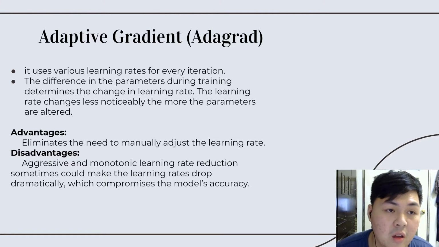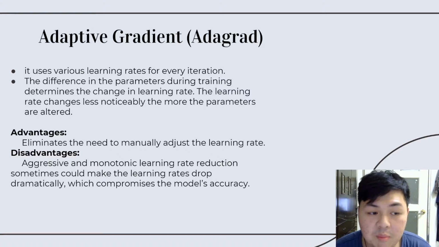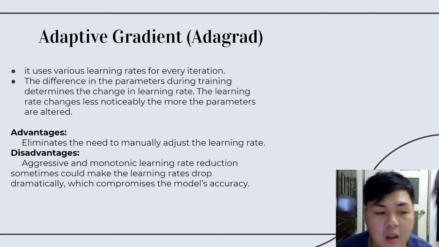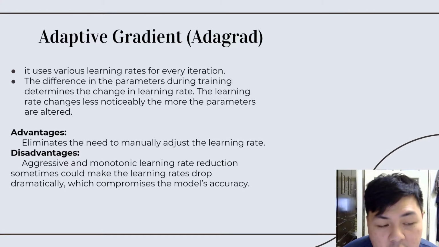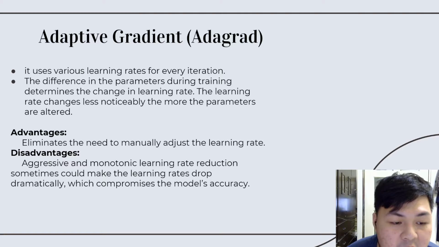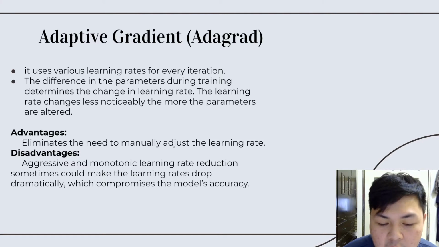And the advantage of Adagrad is it eliminates the need to manually adjust the learning rate. But the drawback is its aggressive and monotonic learning rate reduction sometimes could make the learning rate drop dramatically, which compromises the model's accuracy.